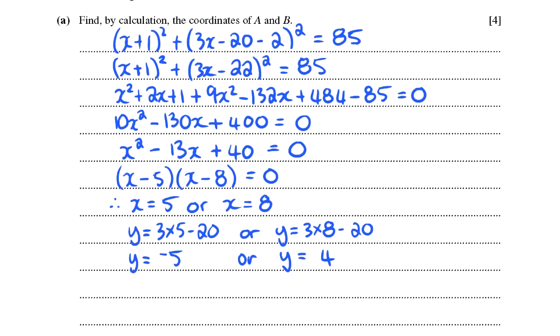Hopefully we know that point B is below the x-axis, so that's going to be the y of -5, and point A is above, so that's going to be the y of 4. And so for point A, we will say it's going to be (8, 4), and for point B, we would say it is (5, -5).